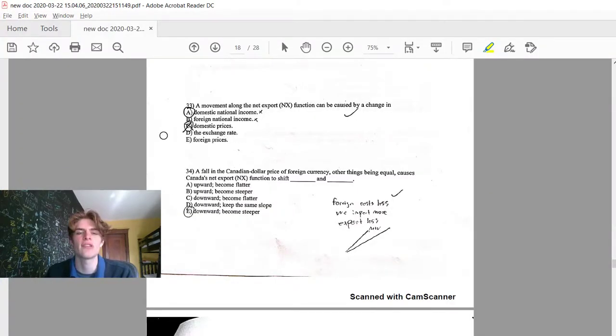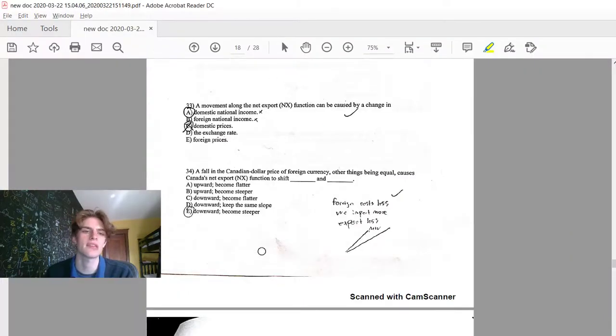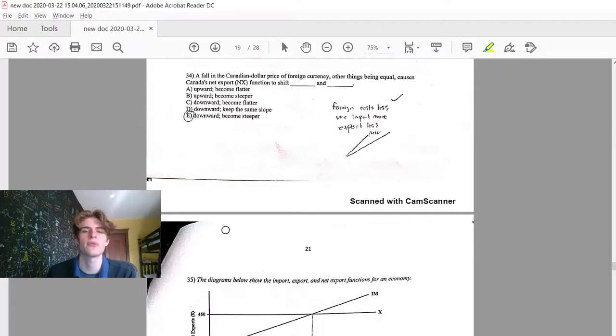The exchange rate. Foreign prices. Would we not import more if foreign prices went down? I think domestic prices and foreign prices are both talking about the exchange rate. Or, sorry, both talking about exports. That's why. Exchange rate. Well, no, okay. The idea is that to move along this curve, we need to change Y. That's it. That's what the idea is. So the other ones would, I think, shift them in a certain way.